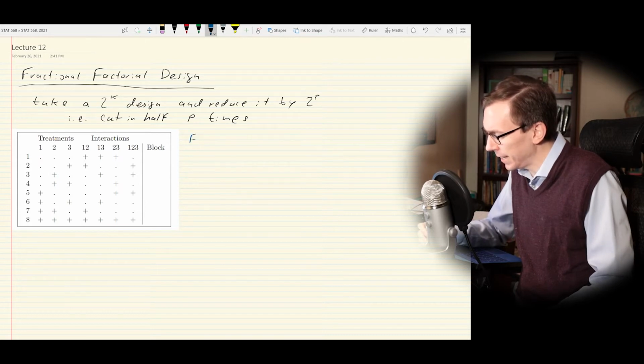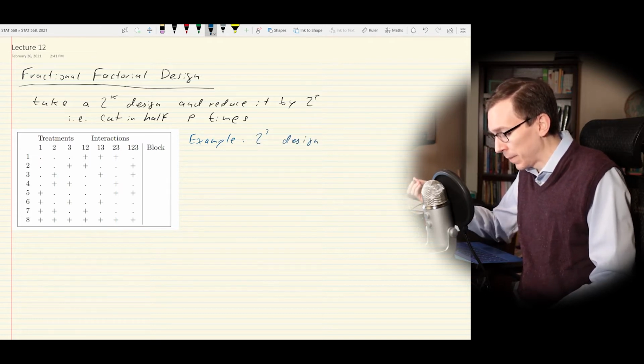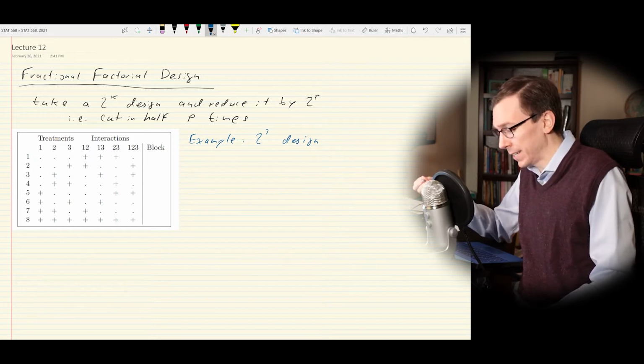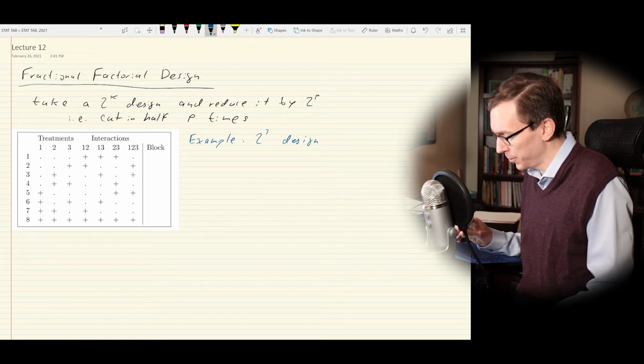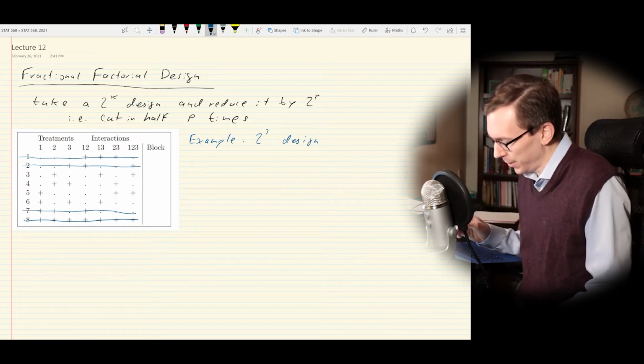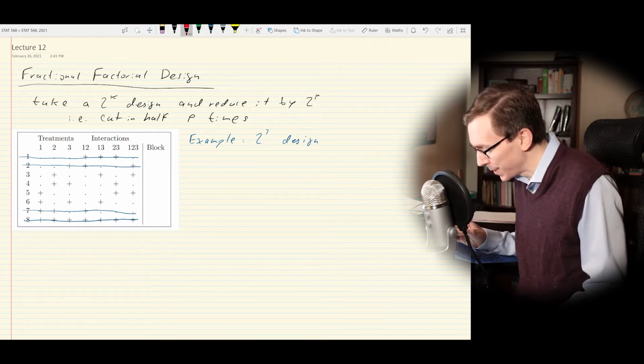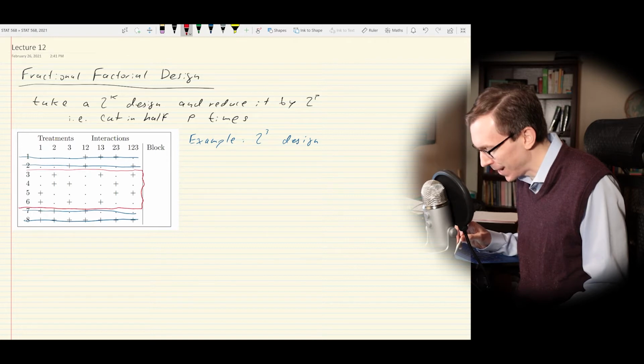So the example is the same 2 to the 3 design that we looked at last time. And the one way that we could consider a fractional design here is to remove row 1, remove row 2, remove row 7, and remove row 8. So what happens if we only take rows 3 through 6? Because that's effectively what I'm doing here. So let's just block that off. Not block in the block sense, block in the I'm literally drawing a block around these.